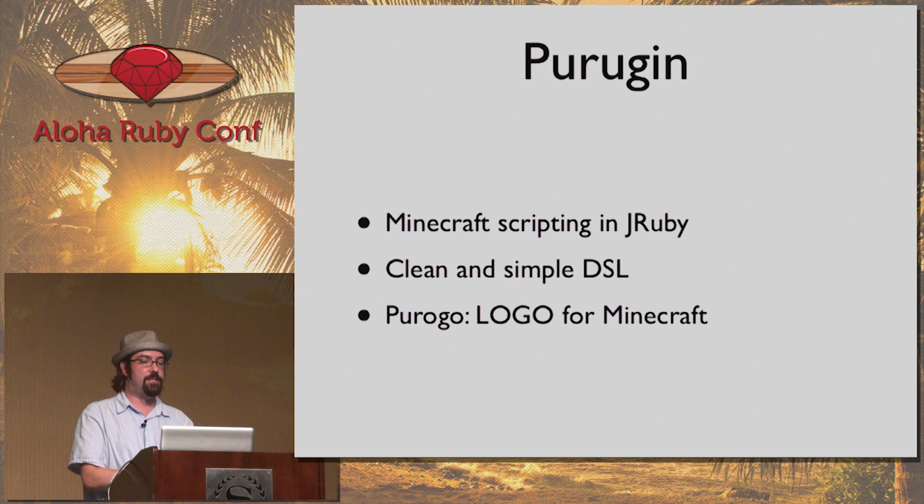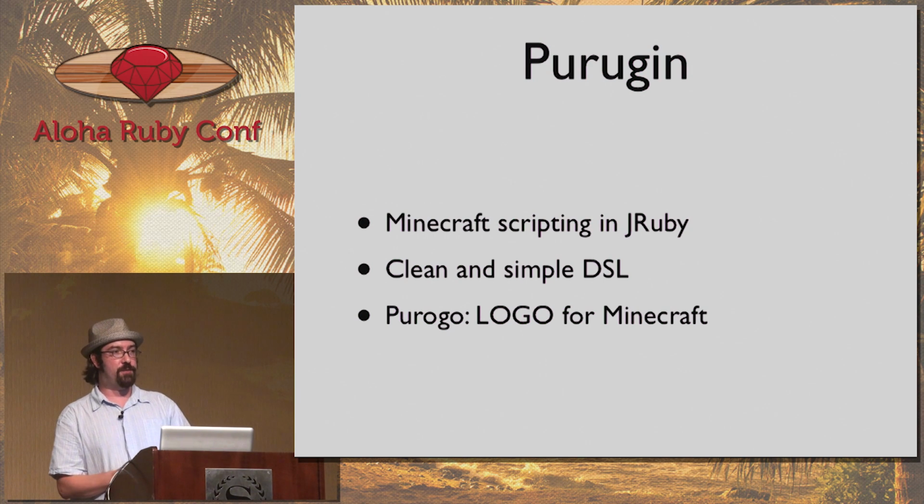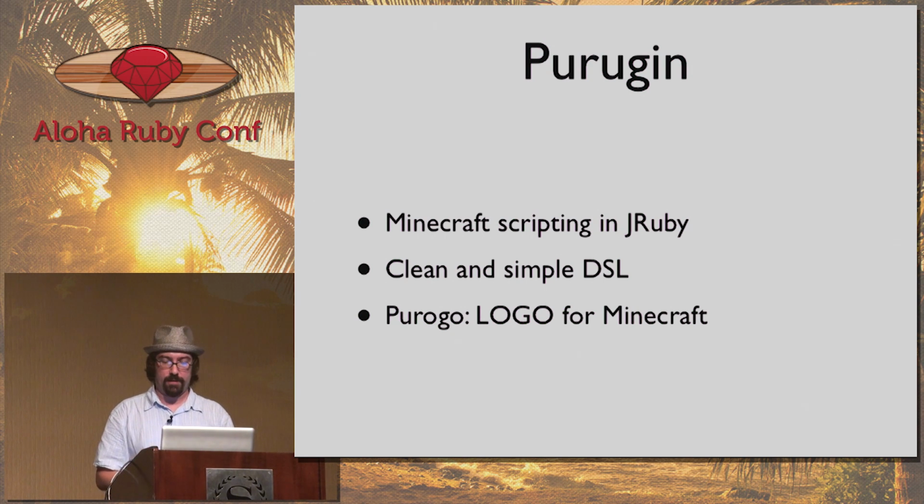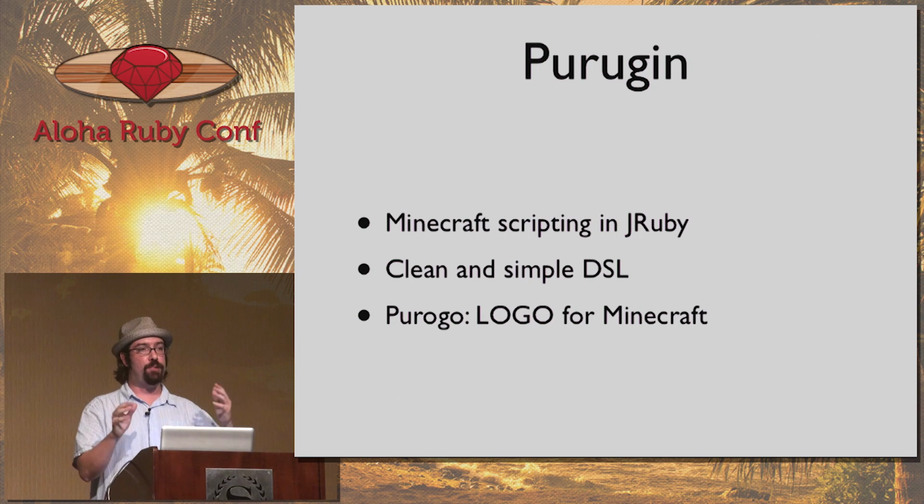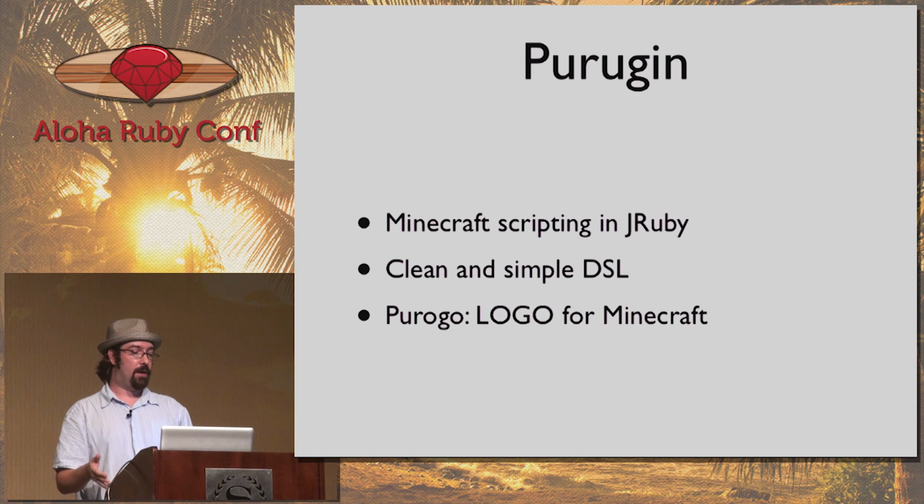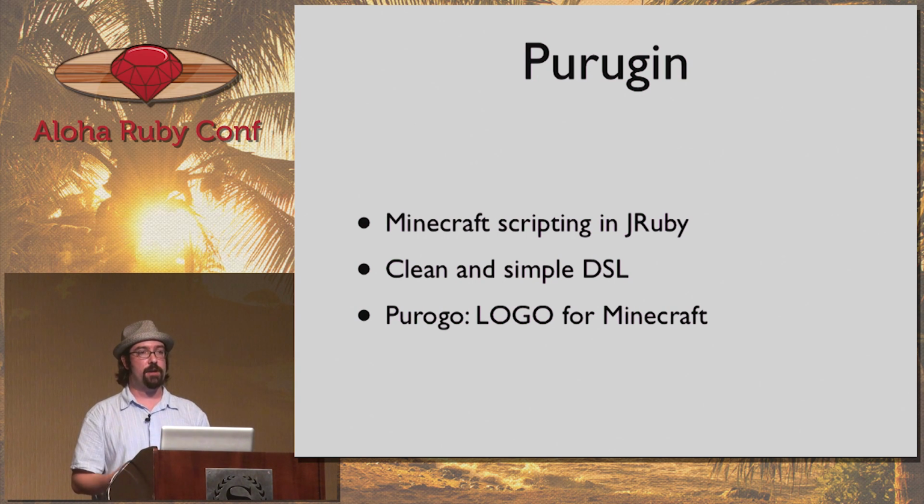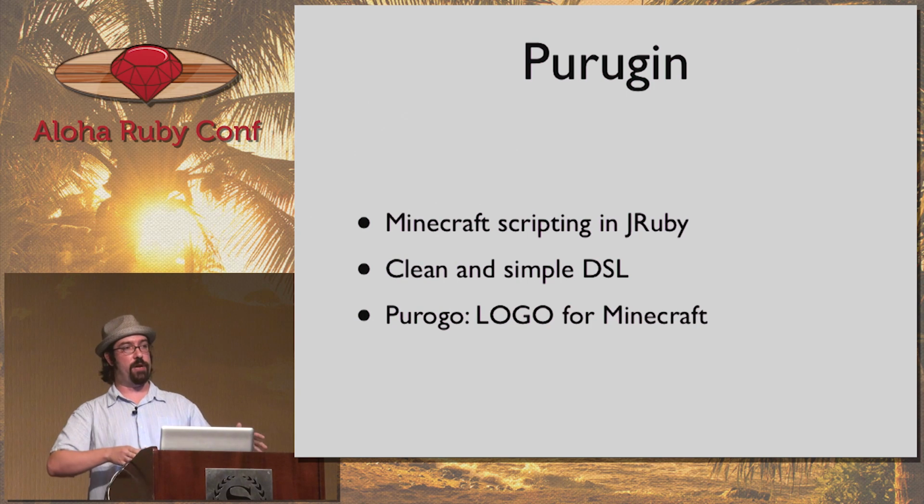So for RubyConf last year, Tom gave a talk on his library Prugin, which is sort of a Japanese-y mutilation of plugin, but it's basically a Ruby API that allows you to write plugins for Minecraft. Very clean DSL for handling events, adding event listeners, running different scripts and whatnot, controlling different objects in the system, querying objects.